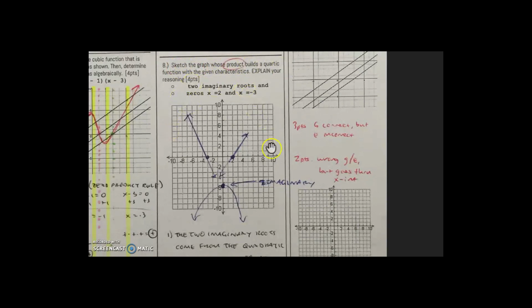So the two imaginary roots come from a parabola, a quadratic function that doesn't touch the x-axis. So you could have put one opening down or facing up. My explanation for that, the two imaginary roots come from the quadratic function whose equation is y equals -x squared minus 6. Now you didn't have to give me the equation, but you should have noted that it can't touch the x-axis.